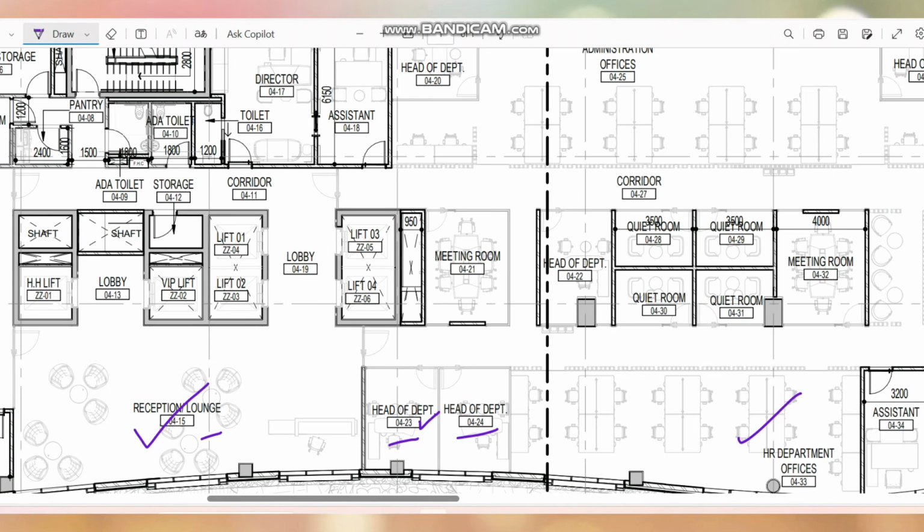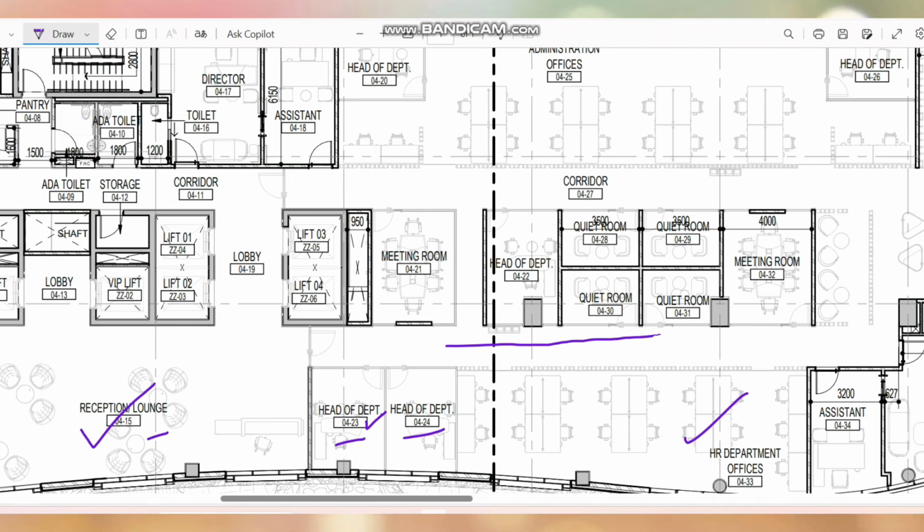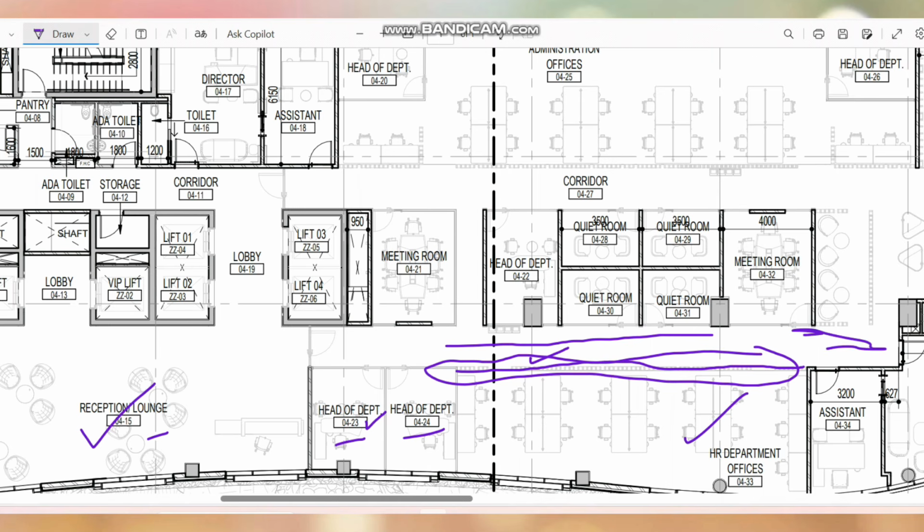Another important thing here is what I have done. Here we have one corridor area also. This is like an open area, head of department. This one is an open area. So I have considered one imaginary boundary. That means I have considered till this level as the HR office, and the balance area, what you see here, I have considered in the corridor.